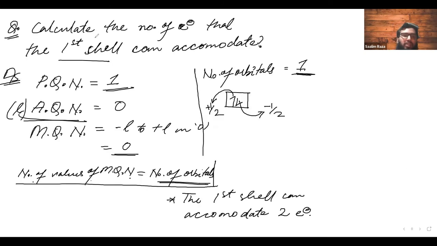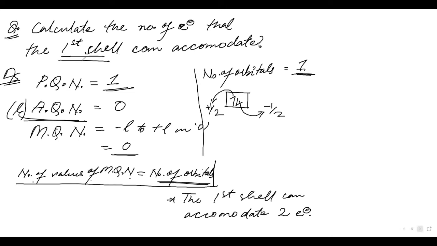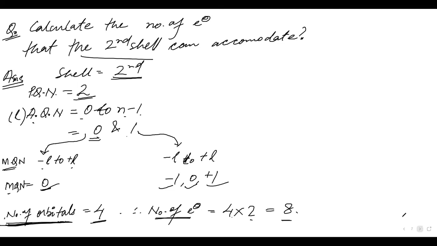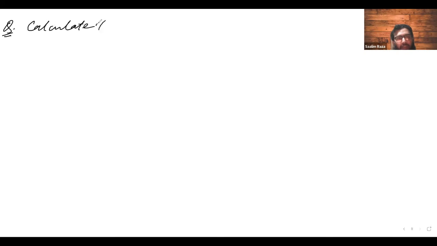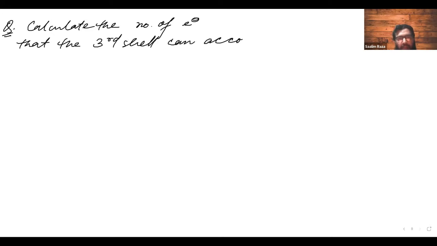See, what is the question here? Calculate the number of electrons that the first shell can accommodate. What is the question here? Third shell. Yes, very good. See, patterns. Now calculate the number of electrons that the third shell can accommodate.